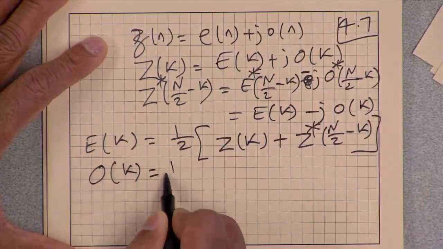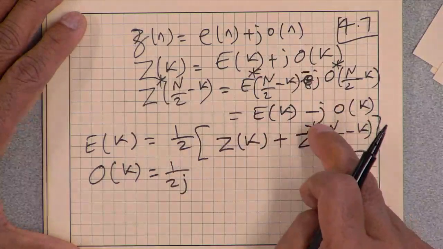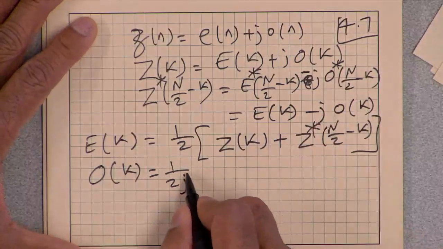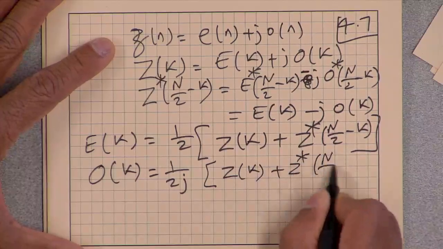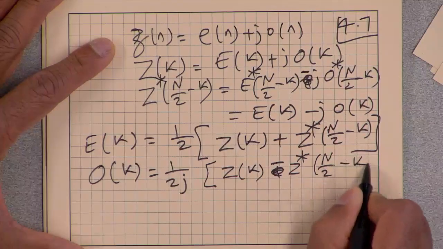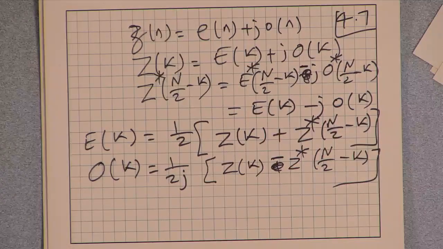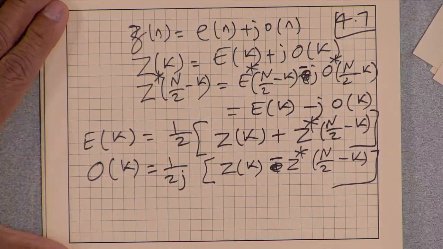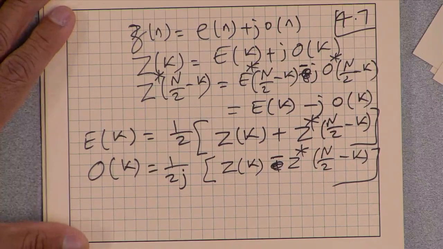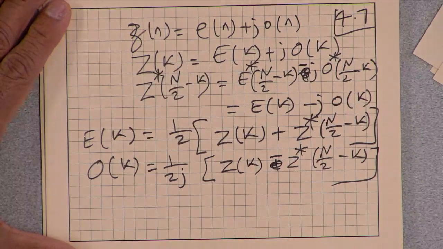Ok is equal to 1 by 2j times Zk minus Z conjugate n by 2 minus k. Minus minus becomes plus, and j, 2j comes to the right hand side. Okay, so those are simple ways to get E and O from the Zk. So now we have E and O, and these are now available to us.